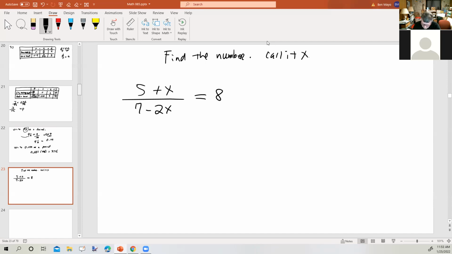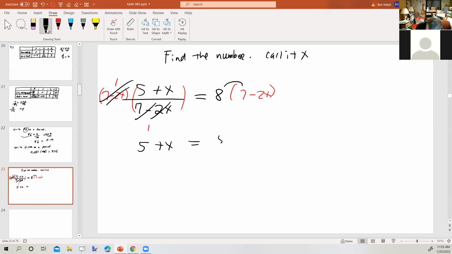All right. Well, we have an equation with a fraction. So let's clear the fraction by multiplying both sides by the LCD, which is 7 minus 2x. On the left side, the 7 minus 2x's would reduce down to 1/1, giving us 5 plus x. On the right side, distributing, we'd get 56 minus 16x.